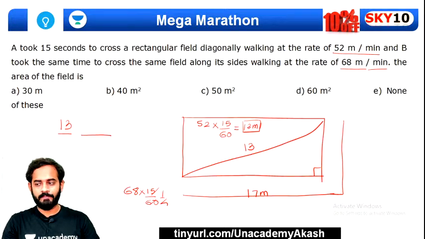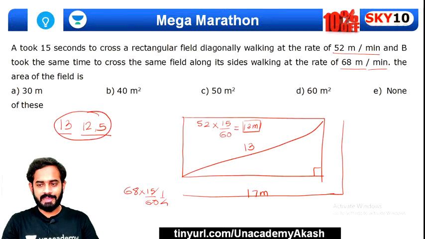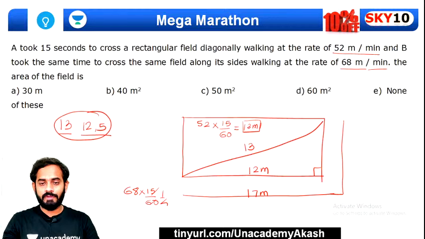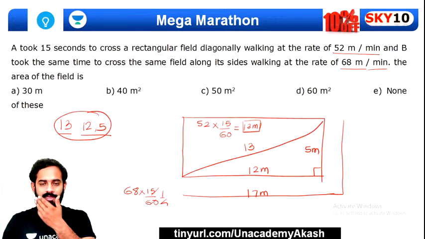So what is the summation? Can you tell me quickly? The summation will be 17. So 12 and 5. This is the Pythagorean triplet having 13 as hypotenuse and 17 as the summation of two other sides. It clearly means that the length of this rectangle is 12 meters and the width is 5 meters. Very simple. I hope there is no doubt.